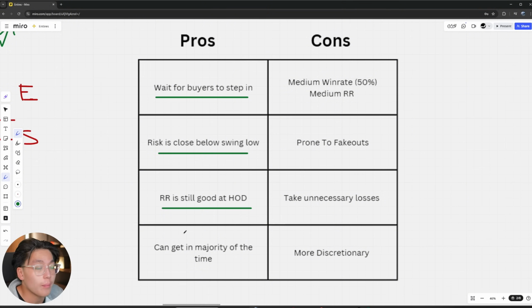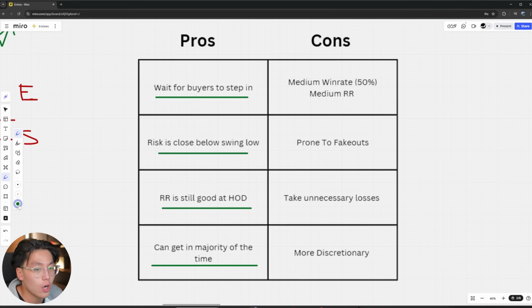Pro number two, risk reward is still good towards high of day. Once you wait for the buyers to step in, it is very similar to that limit order entry. It's just waiting for one extra candle. So in this case, the risk reward will still be good towards high of day. And then the fourth pro is you can get in majority of the time. So when you wait for the buyers to step in off your key levels, a lot of the times the risk reward is still good, and then you can get in majority of the times before it gravitates towards high of day.